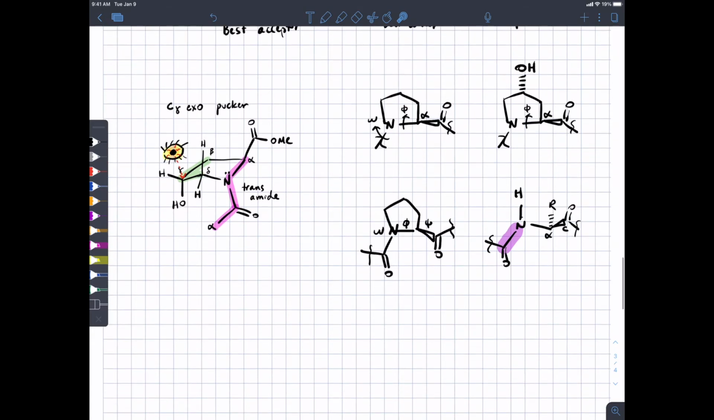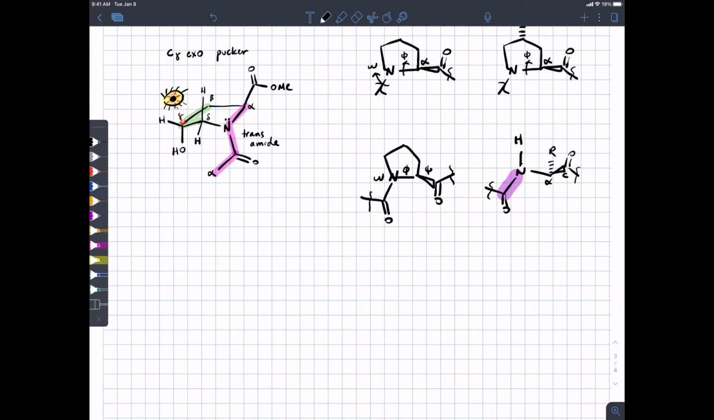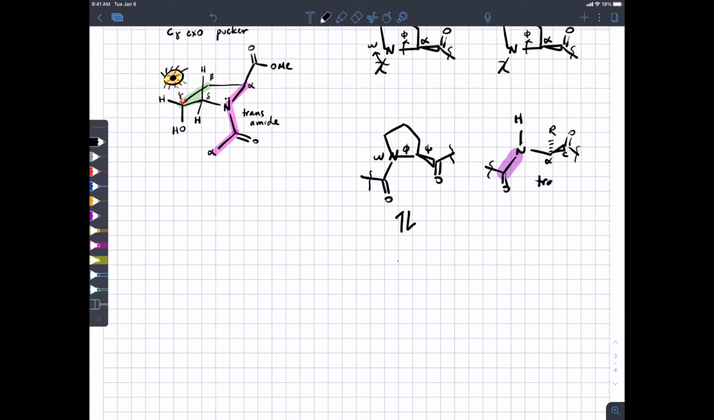So for proline, proline exists in an equilibrium between having the trans amide conformation, that is 180 degrees about this omega bond, or having it in the cis conformation where the carbon group on the carbonyl group is on the same side of the amide bond as the alpha carbon.